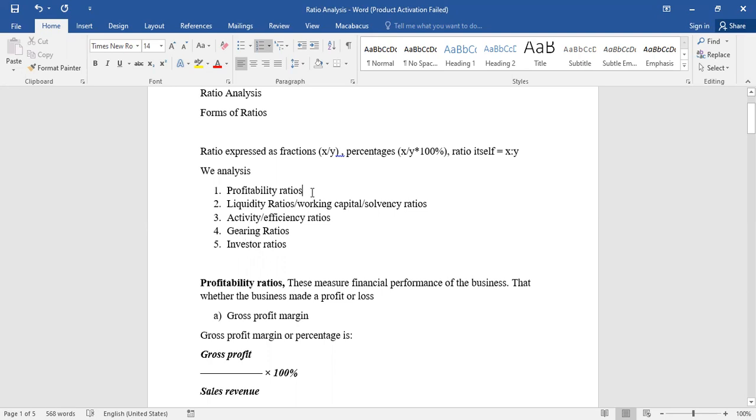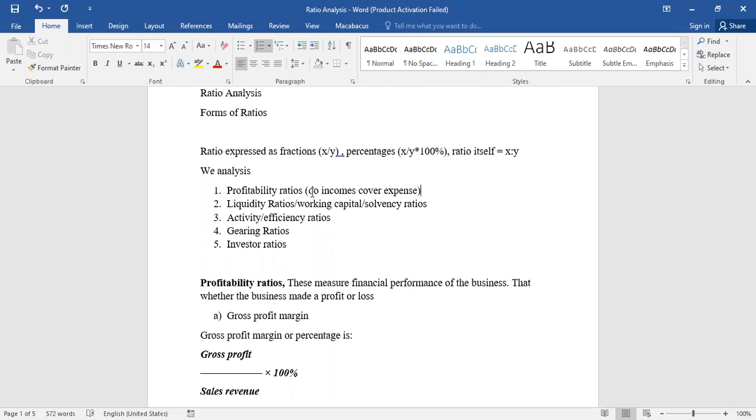So what do we mean by that? For profitability, here you're saying, is the business making profits or losses? Or in short, do incomes cover expenses?